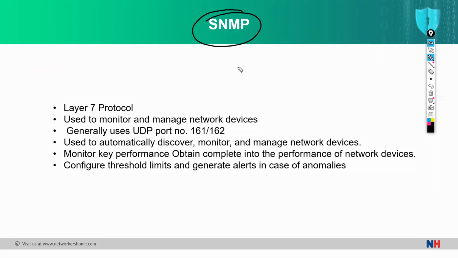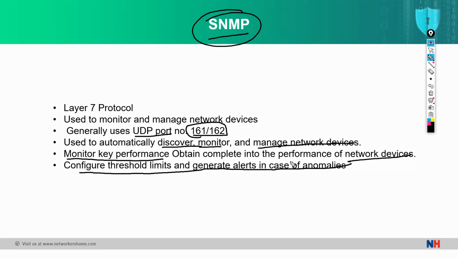It's an open standard protocol for network monitoring, and it uses UDP port number 161 or 162. As I told you, if you use SNMP, it will automatically discover and monitor, and then we can manage the networking devices. Hence, we can monitor key performance and obtain complete information on the performance of the networking devices. And of course, we can configure threshold limits and generate alerts in case of anomalies.